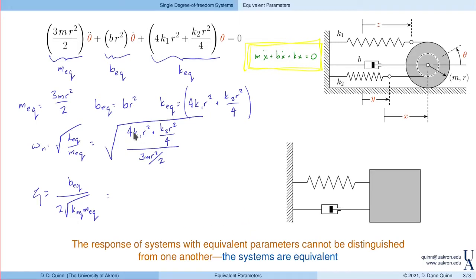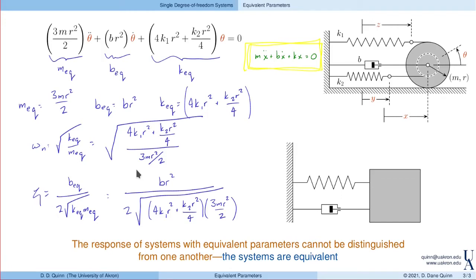So, just substituting in here, BR squared is in the numerator, the denominator is 2 times the equivalent stiffness, written here, times the equivalent mass. And if you go back and look at the lecture where we derived this equation of motion, these are the results and these are the values of the natural frequency and damping ratio that we identified.